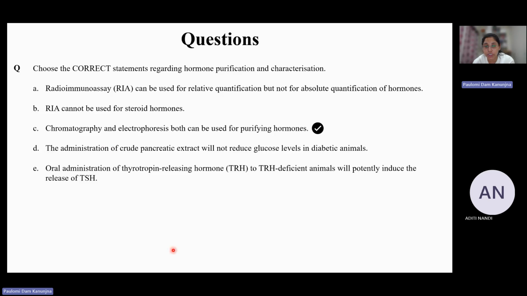Fourth one says administration of crude pancreatic extract will not reduce glucose levels in diabetic animals, which is incorrect because it has been shown that if you use crude pancreatic extract, they do lower blood glucose level because they contain insulin. The last one says oral administration of TRH to TRH deficient animals will potently induce the release of TSH. This is incorrect because it cannot be orally administered. TRH is actually a peptide, in fact, a tripeptide, and they are not stable in the GI tract, so you cannot orally administer them.